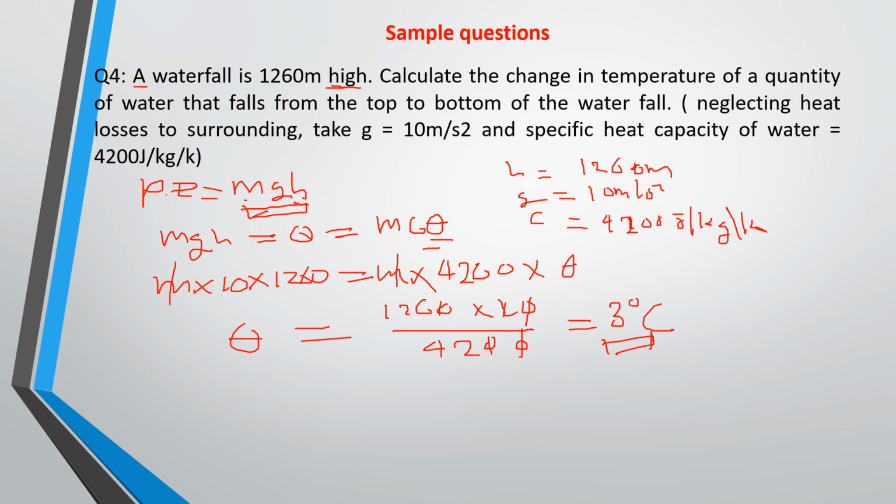So take note that this energy at the height is converted totally to heat energy at the bottom of the waterfall, and that is why the temperature of the water at the waterfall is always higher. The temperature is always increased at the waterfall because the potential energy at the height is converted to heat energy at the bottom of the waterfall. Is that okay? So this is how to go about this kind of problems in case you come across them. All right.